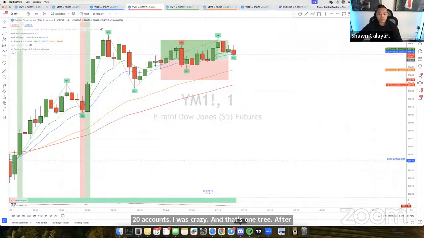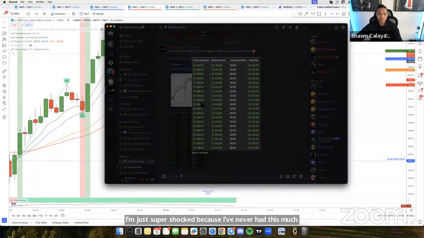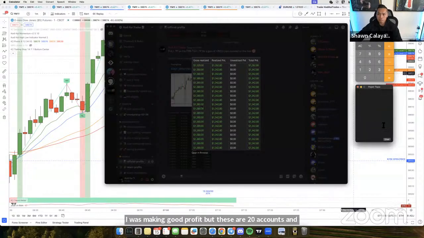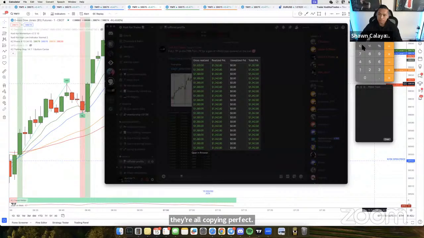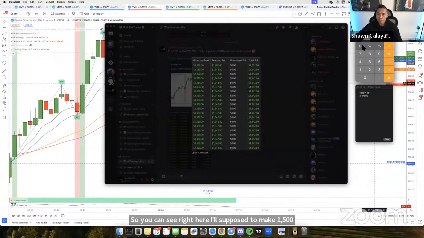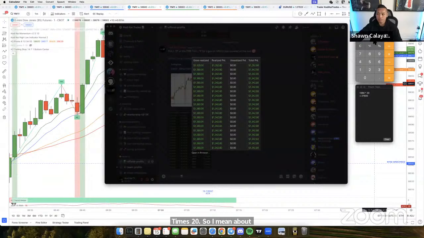I'm just super shocked because I've never had this much in accounts before. When I had FTMO, I was making good profit, but these are 20 accounts and they're all copying perfectly. So you can see right here, I was supposed to make 1,500, but I made 1,380 times 20. So I made about 27,000. Damn, I made more actually. I thought I was only going to make 20. I made 27,000.